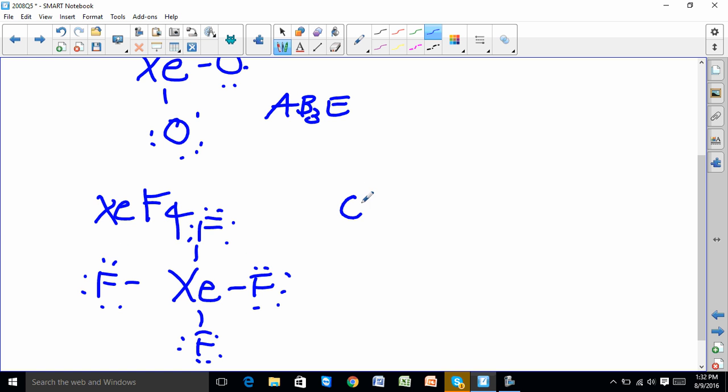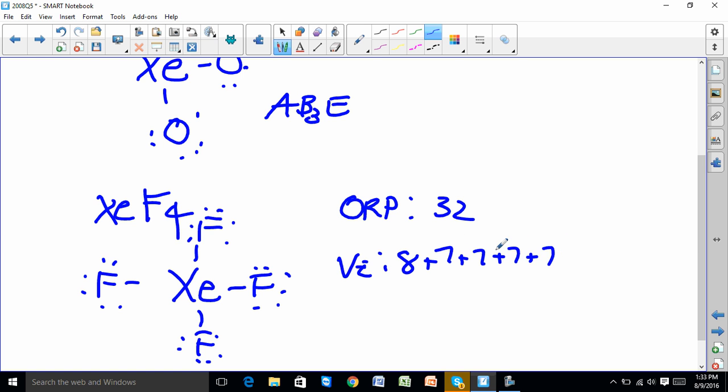So when I do ORP here, octet rule prediction, that means you only have single bonds and every element has exactly an octet. I get 6 and 6 and 6 and 6. 6 times 4 is 24, 26, 28, 30, 32. ORP is 32. VE is going to be 8 plus 7 plus 7 plus 7 plus 7. 28 and 8 is 36. And so our picture is not correct.